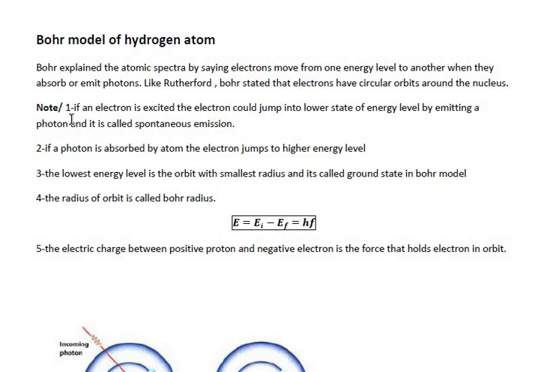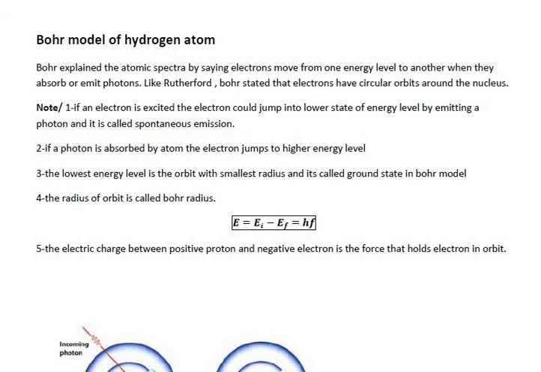Now here we have some notes. Note 1 says if an electron is excited, it means it absorbed a photon. The electron could jump into a lower state of energy by emitting a photon, and it's called a spontaneous emission. Spontaneous emission means normal emission. It does that without any external effect.